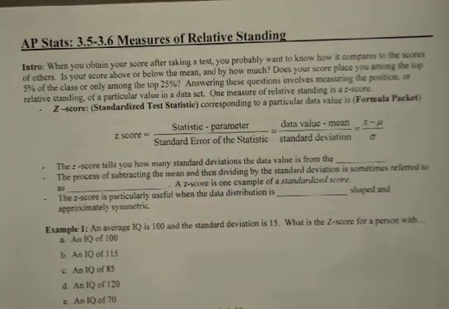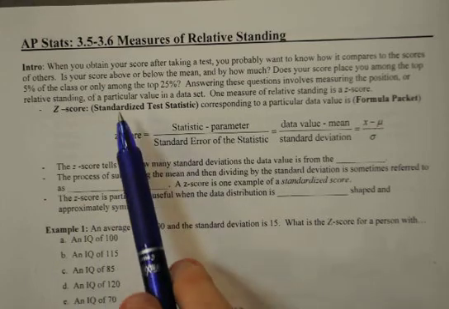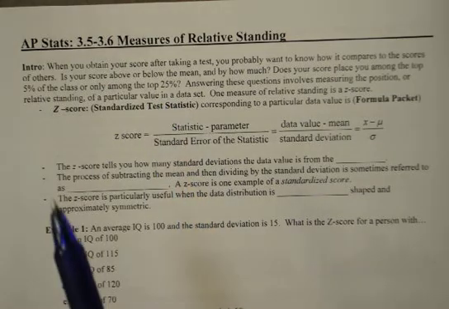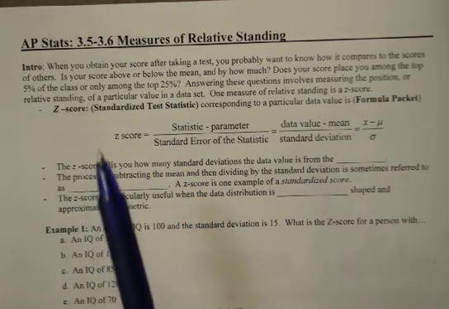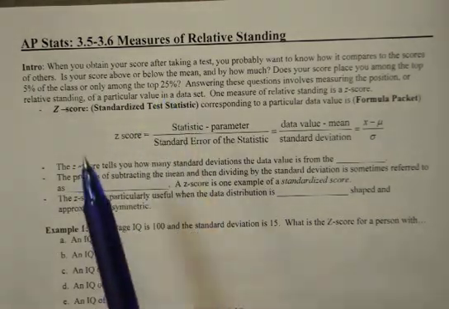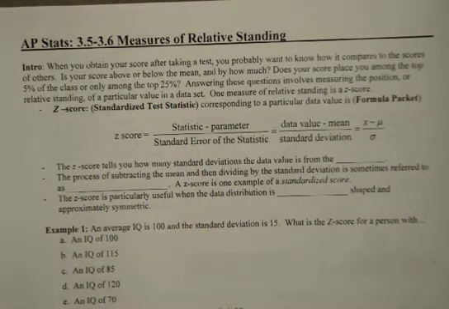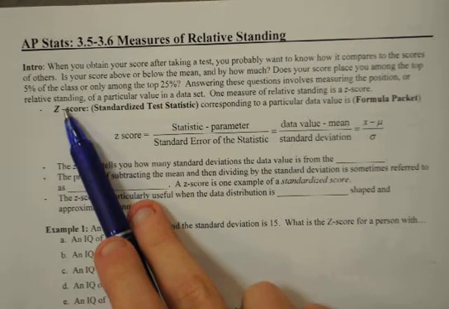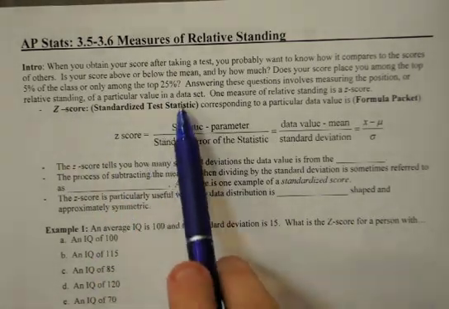So if you get your, say, SAT score and you're in the 95th percentile, that means you're in the top 5%. It means you scored better than 95% of all the people. If you get your SAT score back and you're in the 75th percentile, that means you're in the top 25%. You scored better than 75% of everyone who took the test. Answering these questions involves measuring the position or relative standing of a value in a data set.